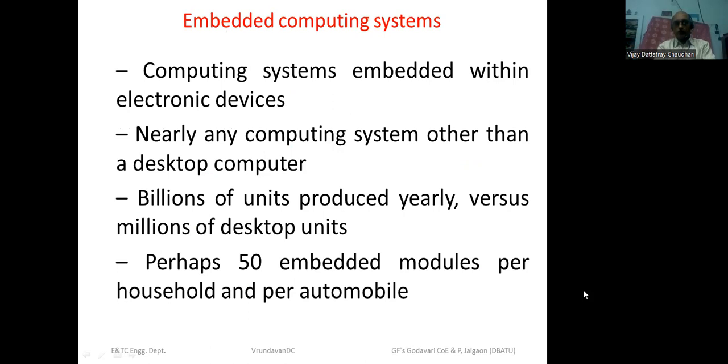Embedded computing system, various examples we used to see around us in our household or in automobile. Various functions are there which are designed for the ease of using of the public, and various units are there. Those are produced yearly in comparison with the desktop unit. So nearly any computing system other than the desktop computer is called an embedded computing system.